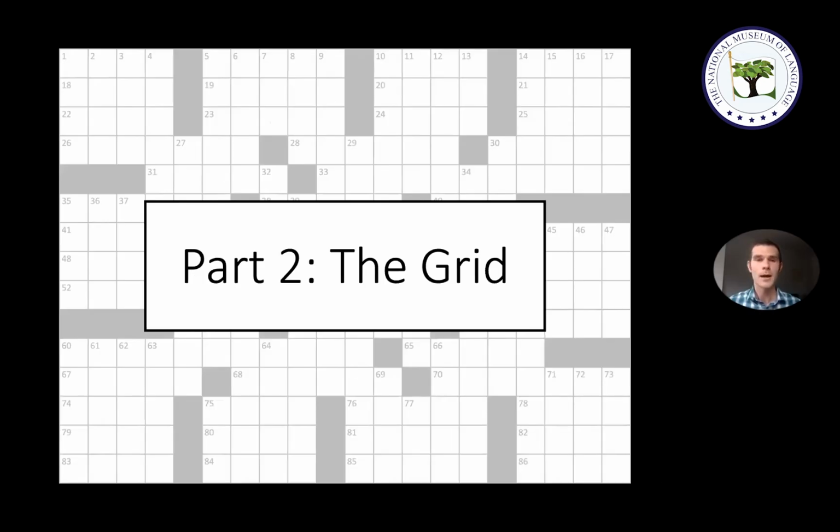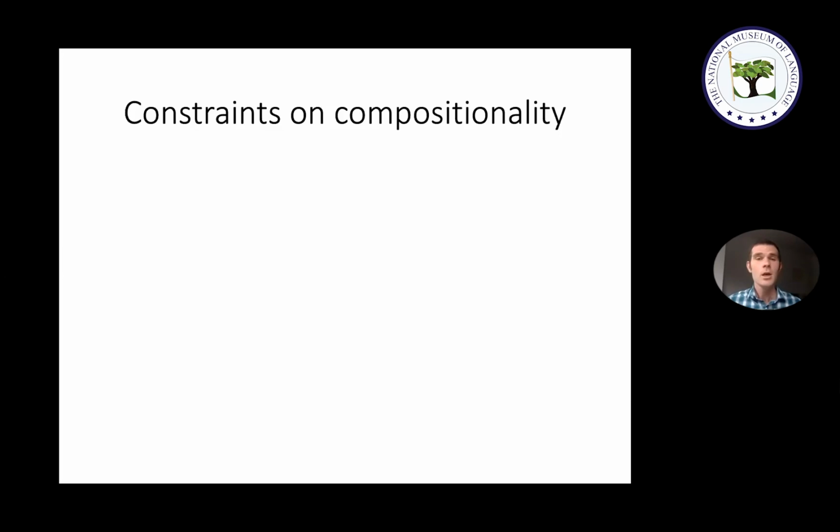And now I'm going to talk about the grid, the other major part of a crossword puzzle. Since we're now discussing the crossword grid, the important types of units to think about will instead be how sounds get combined together to form words, or more specifically, how letters get combined together to form words. Since in the crossword grid, the basic units are letters.